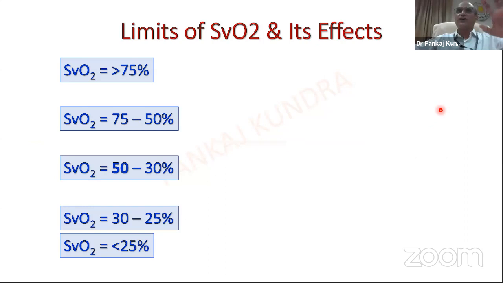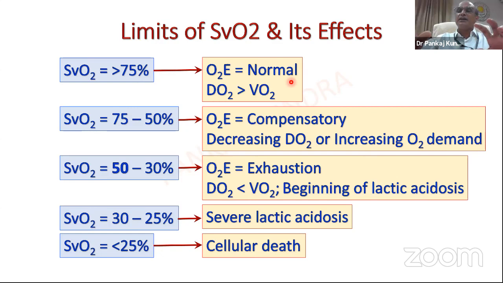So the limits of oxygen saturations are like this. More than 75%, it's normal. DO2 is always more than consumption. From 75% to 50%, it can compensate the extraction. But there is a decreasing delivery trend and there is an increasing O2 demand. At 50 to 30%, there is almost exhaustion. The delivery is less than the consumption and there occurs beginning of lactic acidosis. 30 to 25%, you have severe lactic acidosis. And if the SvO2 falls to less than 25, then there is cellular death.